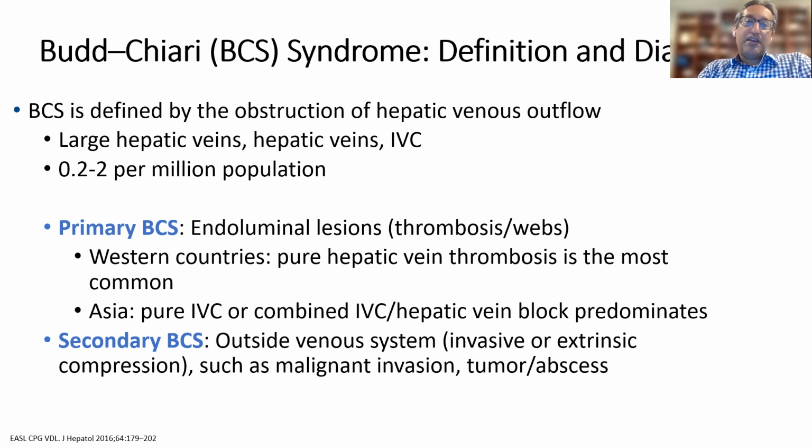Now, there's a secondary Budd-Chiari syndrome, which, as the name means, is a problem outside the venous system. This is seen if you have invasive or extrinsic compression. The most common causes that we see are malignant invasion, like hepatocellular cancer or other cancer that is compressing or invading the hepatic venous system, and they can present the same way as primary Budd-Chiari syndrome. The other causes that we have seen are large cysts, tumors, or abscesses.